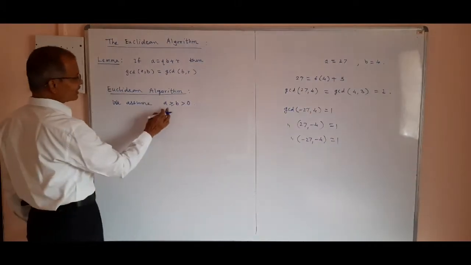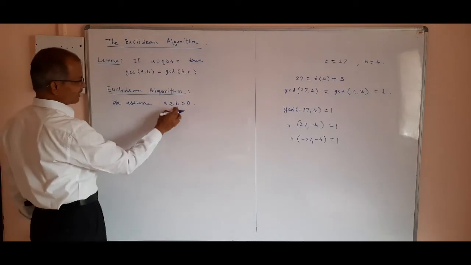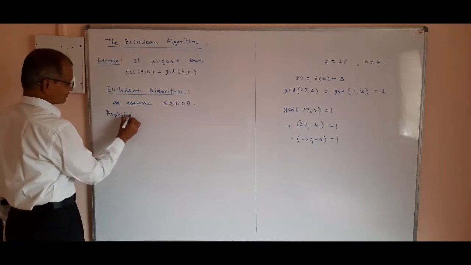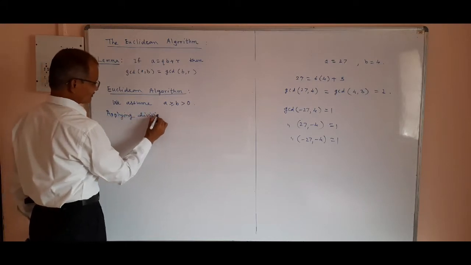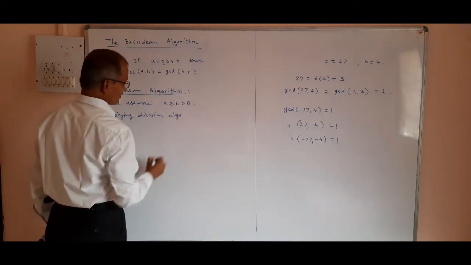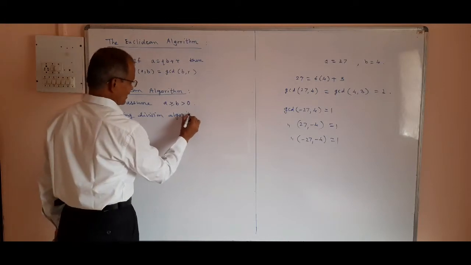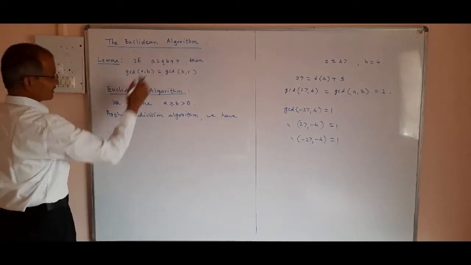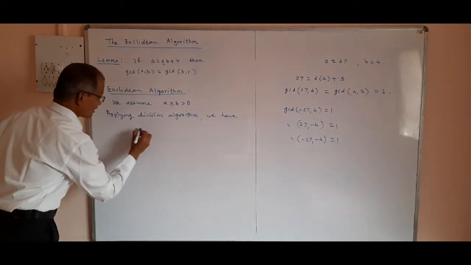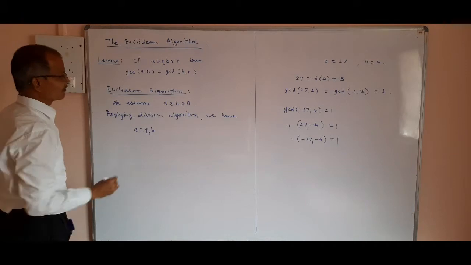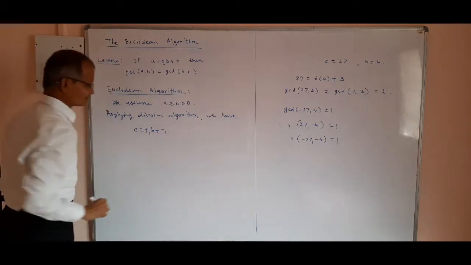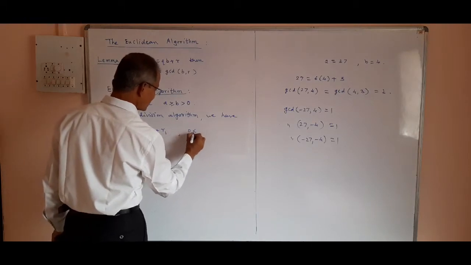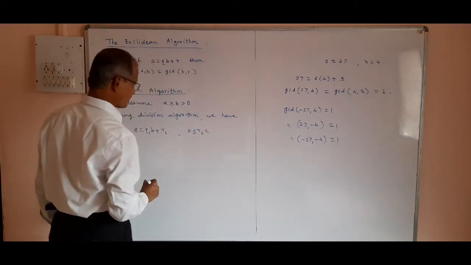here a is greater than or equal to b and both are greater than 0. And applying the division algorithm to a and b, we have the same equation; we should write a = q1 b + r1. And here, what are the possibilities for the remainder? 0 is less than or equal to r1 is less than b.